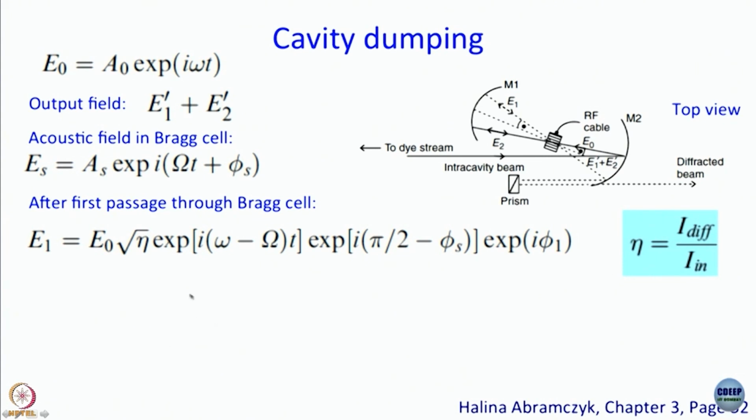What is the next factor? E to the power I omega minus capital omega into t. Where does this come from? Because you have a light wave with angular frequency small omega, you have sound wave with angular frequency capital omega, they are interacting, right. E1 is a diffracted beam, do not forget. So, in a diffracted beam you are going to have interaction between the two, that is where that omega minus capital omega comes from. Okay.